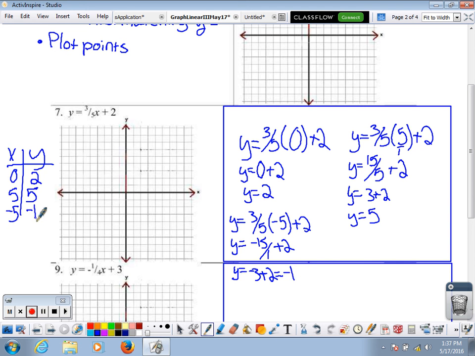One little change, though. It's not negative 15 over 1. It's going to be negative 15 over 5. Good. Okay. Everything else is good. Okay, now what? And then you have to plot the points.